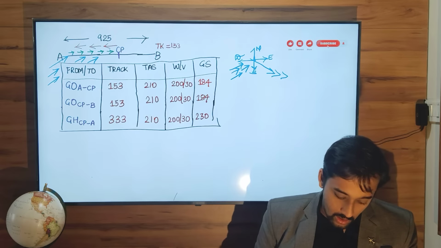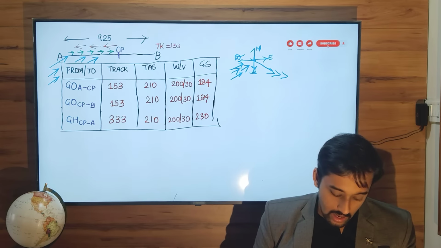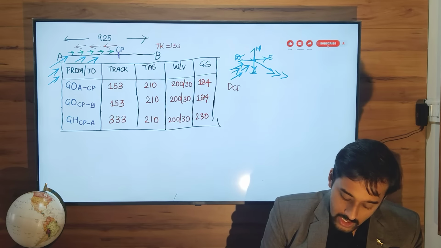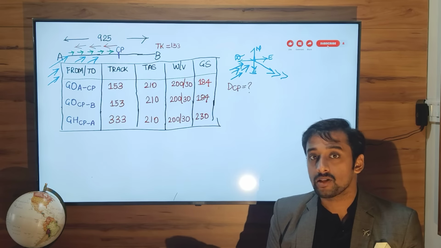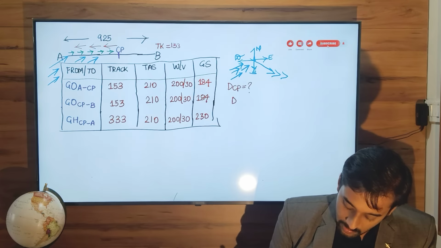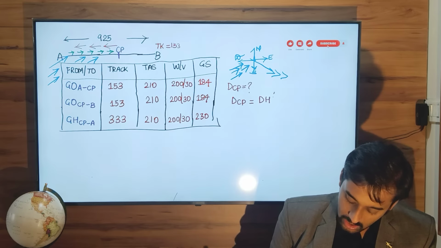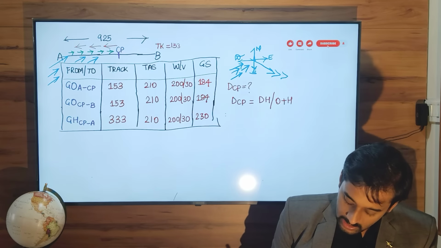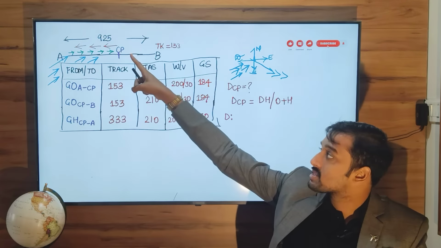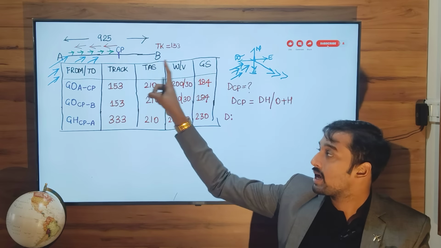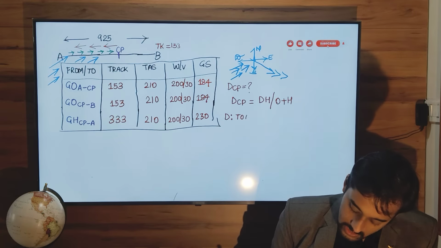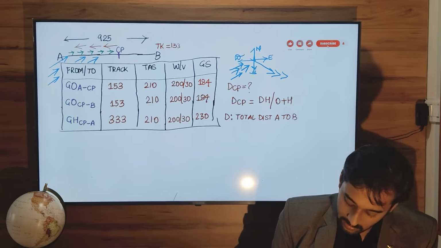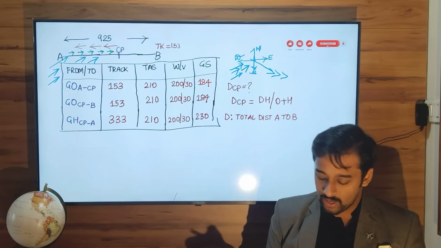So next, now this is all your table with you. We have to find the distance to CP equals how much? The distance to CP formula is dH divided by O plus H. Now in this formula, D stands for the total distance 925 from A to B, total distance from A to B.